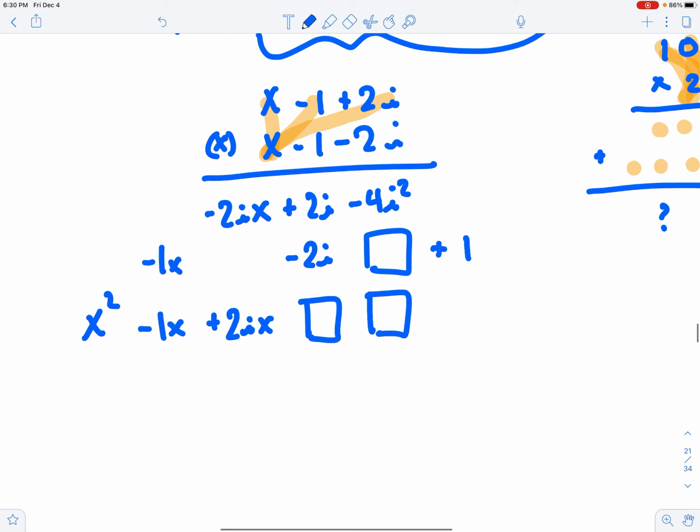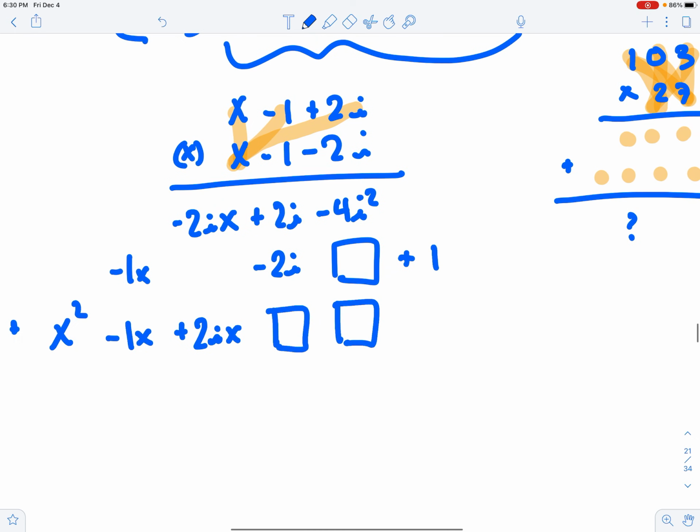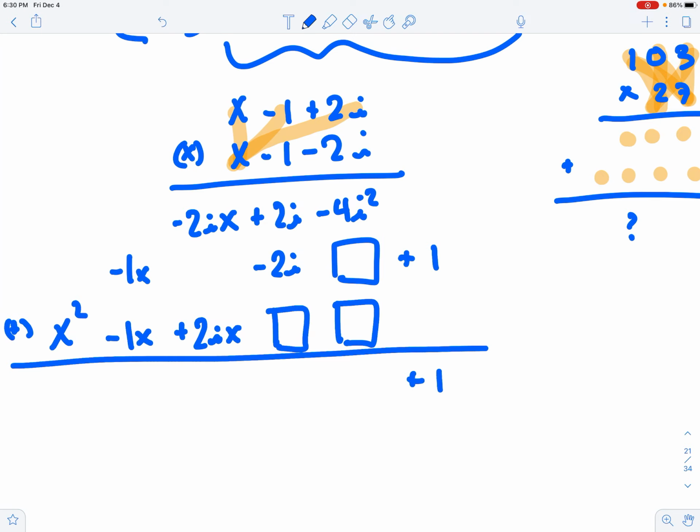All right, just like I would before, I'm going to add everything together. I've got a +1 out here. I've got, now look at this, -4 times what is ultimately -1, right? -4 times -1 is +4, so that's kind of nice. Those two are going to combine.